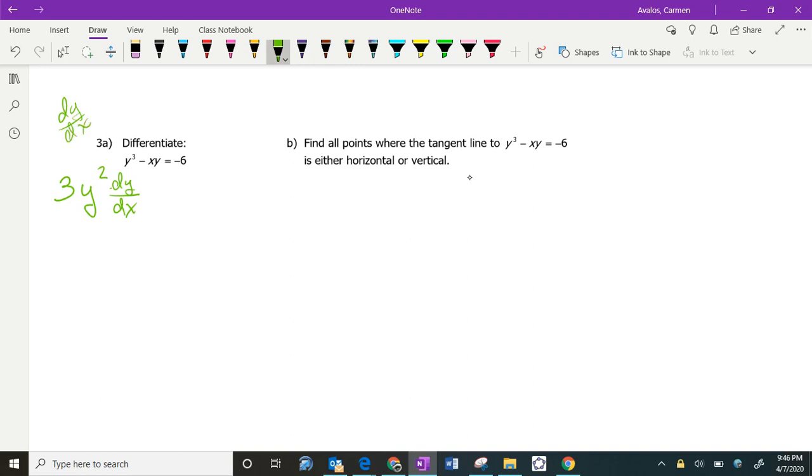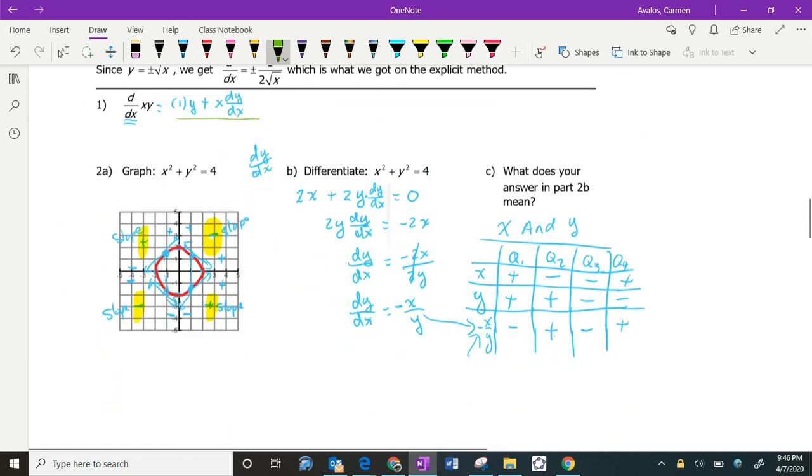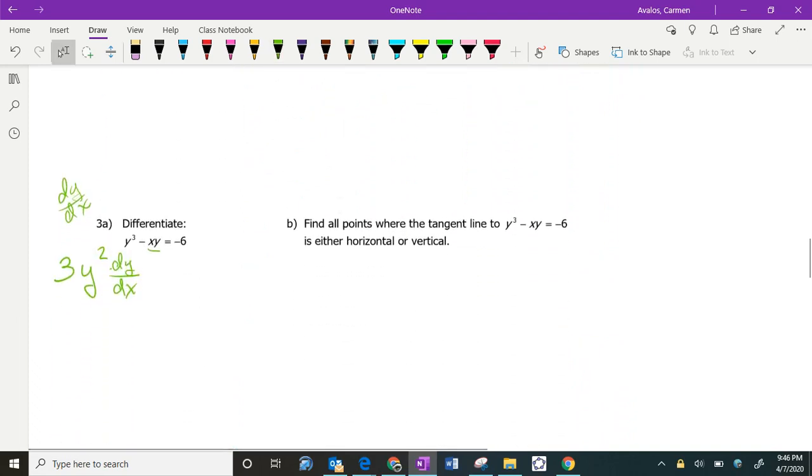Now the second part, if we notice, it's a product, so we're going to have to do the product rule. But we already did it earlier up here. See how we got that? That is my product rule right there. So what we're going to do is take minus what we just did, and what we have there is going to be y plus x dy/dx, because we already did it. And then the derivative of -6 is just going to be 0.